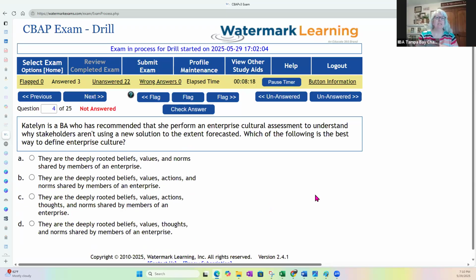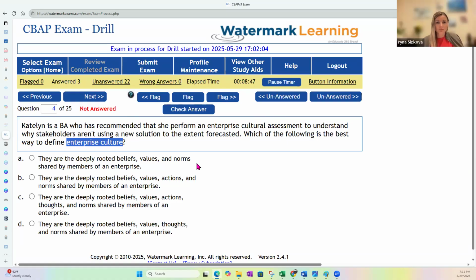Caitlin is a BA who has recommended that she performs an enterprise cultural assessment to understand why stakeholders aren't using a new solution to the extent forecasted. Which of the following is the best way to define enterprise culture? So we need a definition for this. If we're talking about enterprise culture and enterprise cultural assessment, we're probably on this task right here.